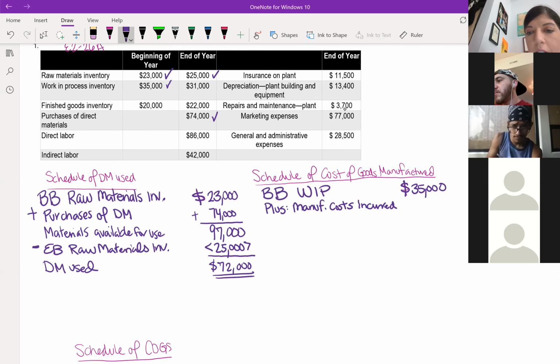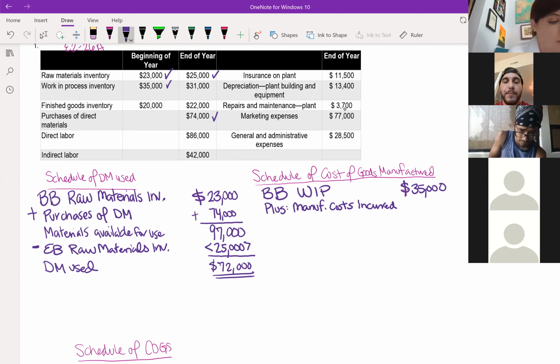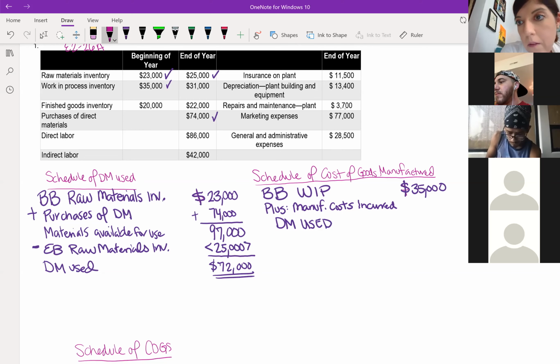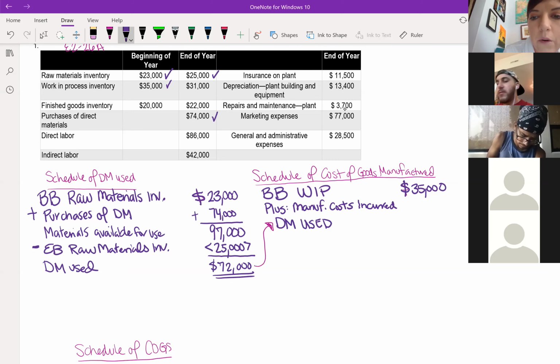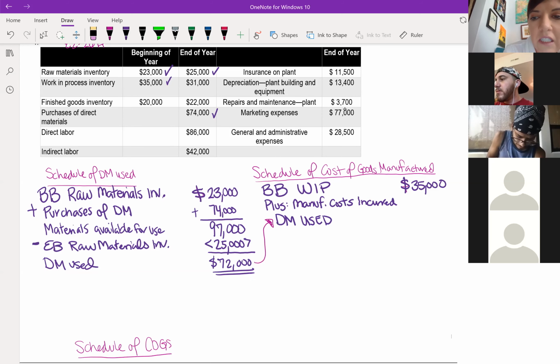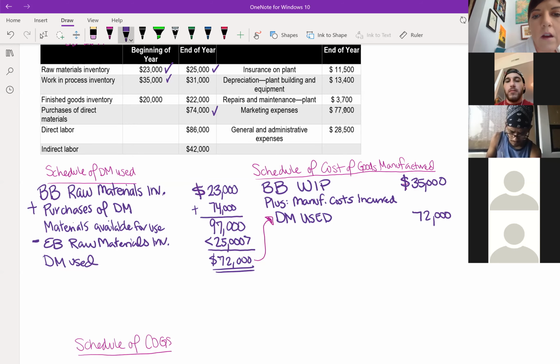So we're going to have 3 different items that we're going to add here. This is where we're adding in our product costs, right? Direct materials used. Okay, and where am I going to get that information from? The schedule of direct materials used. Yep, the schedule of direct materials used. So direct materials used during the period were 72,000. I'll highlight it so it's really obvious that it's the same number. That's where it came from.